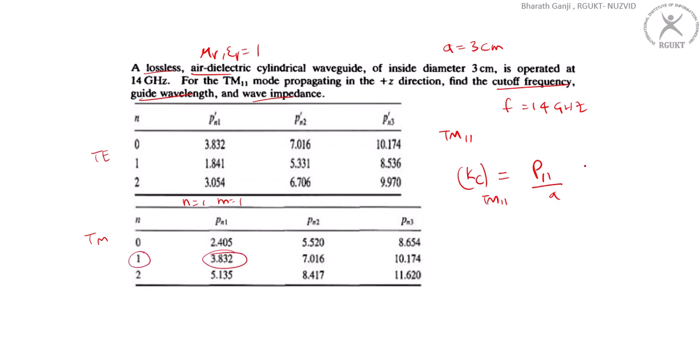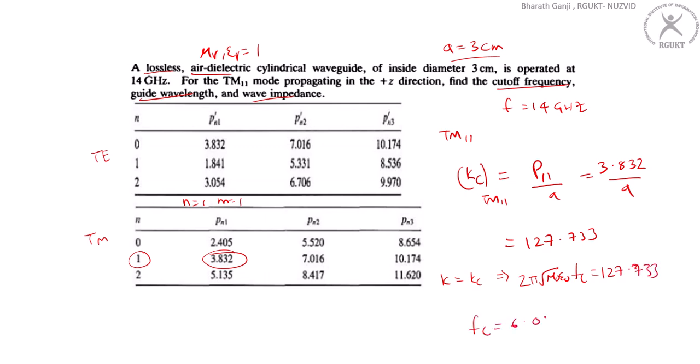Okay, so this is what we want. That is 3.832 divided by a. Because the value of a is given, which is 3 centimeters, I can put it here. I get the value of kc equal to 127.733. When k is equal to kc, that is when you have the cutoff frequency. So 2 pi square root of mu naught epsilon naught fc is equal to 127.733. From here I can get the value of the cutoff frequency as 6.098 gigahertz.